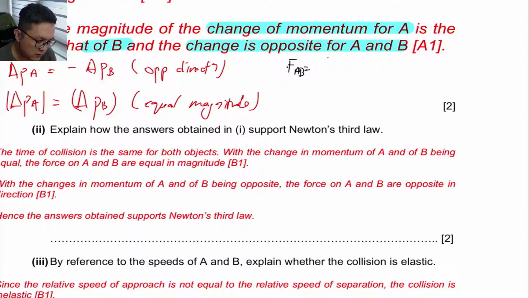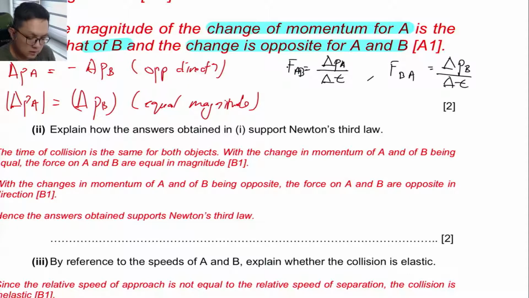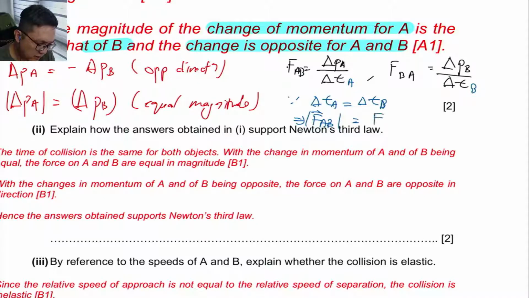This is basically delta PA divided by delta T. Then you want to find the force on B due to A. This is delta PB over delta T. So without saying that, let's call the times A and B, without saying that delta TA is equal to delta TB, you cannot conclude that FAB has the same magnitude as FBA.